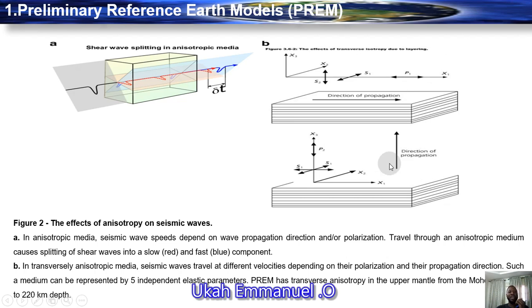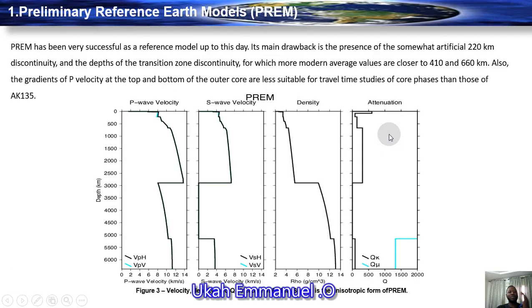You can see that here the direction of propagation is in a vertical motion, this arrow here, and here it is horizontal. So this is just the effect of the transversely anisotropic media. And PREM is, so to say, transversely isotropic in the upper mantle.